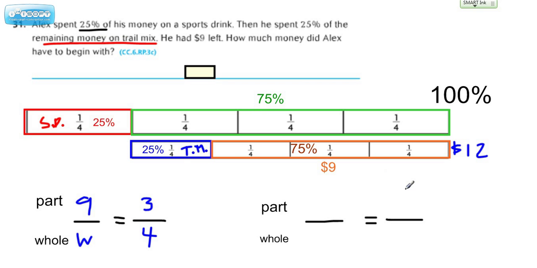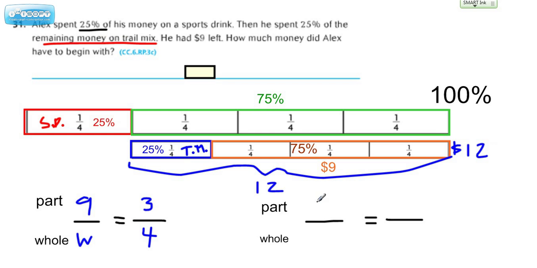All right, so how are we going to use that? Because if we know that all of this is $12, how are we going to use that to figure out how much he started out with, which would be this box? So again, the 12 would be the part, and we're trying to figure out the whole. Now this 12 represents 3/4 of this amount. 75% left if you spent 25% is equal to 3/4.